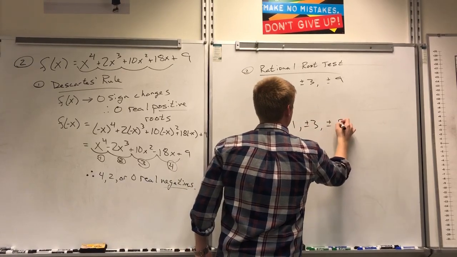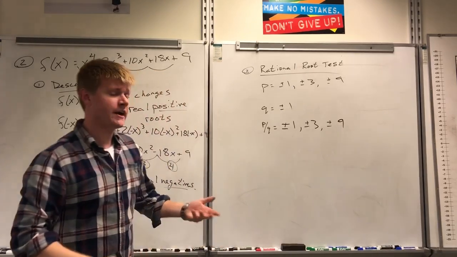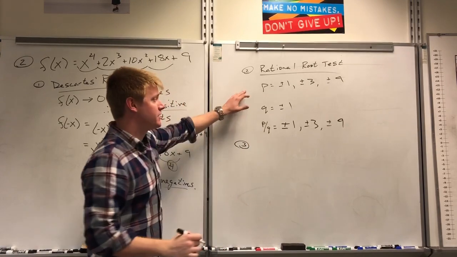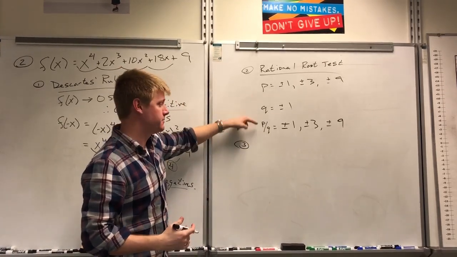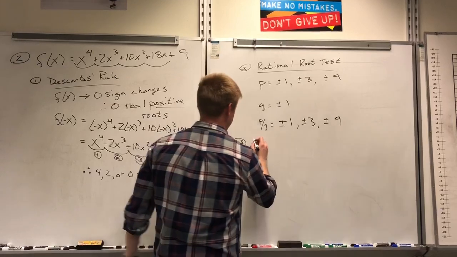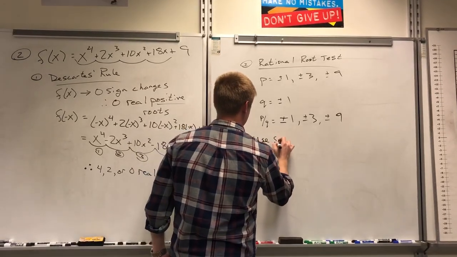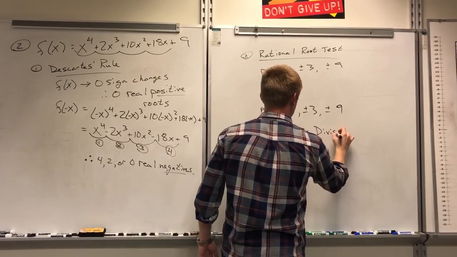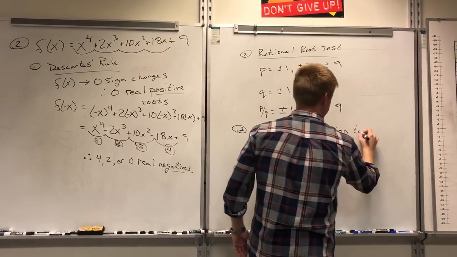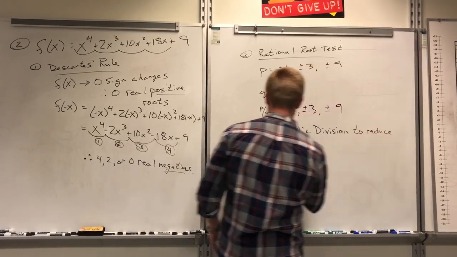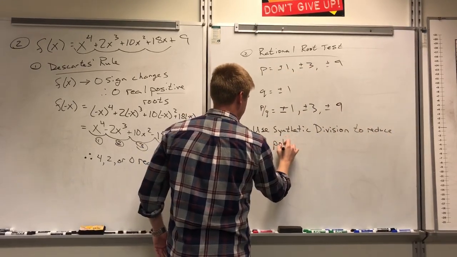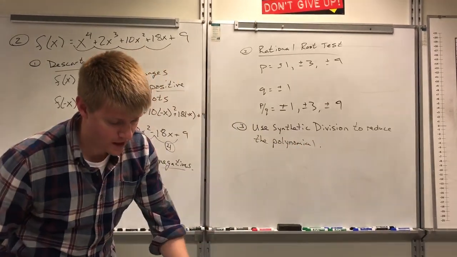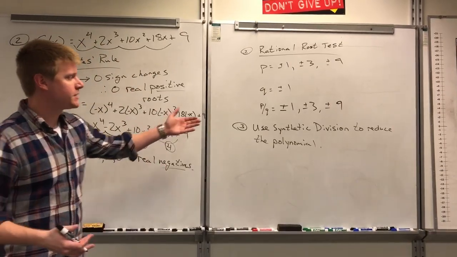All right. So next part. The next thing I have to do is using one of my rational roots, one of my possibilities from this list, I now have to use synthetic division to reduce the polynomial. So remember, I'm trying to find its factors. Now remember, I go back to this list.